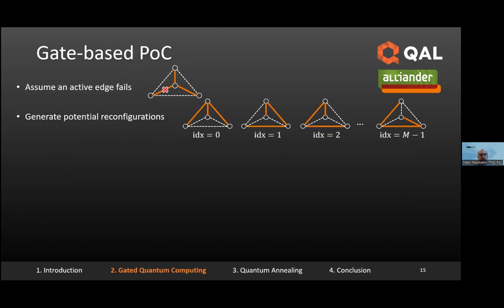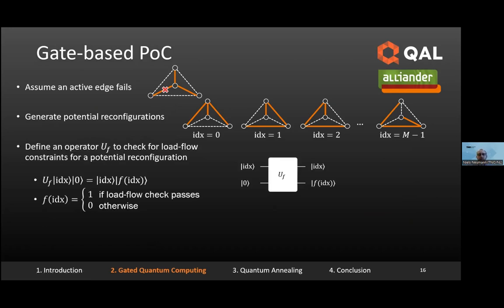So again, suppose that an active edge fails, and we make reconfigurations. As you can see, we use two edges that we turn on and two edges that we turn off. Then we want to define an operator that performs the load flow check. These load flow checks are precisely the check: does my reconfiguration adhere to the constraints that we impose on it? Does the current not exceed the limitations on each cable? Is the power within the bounds that we want?